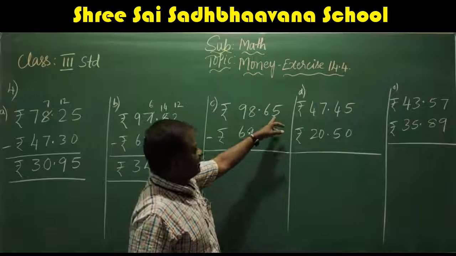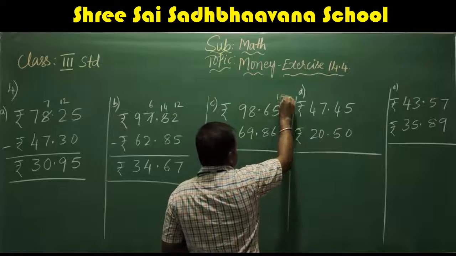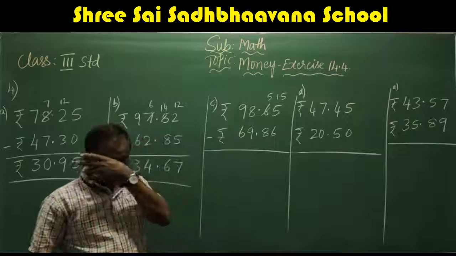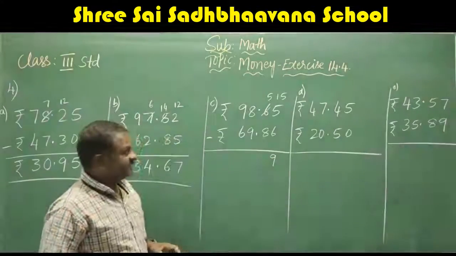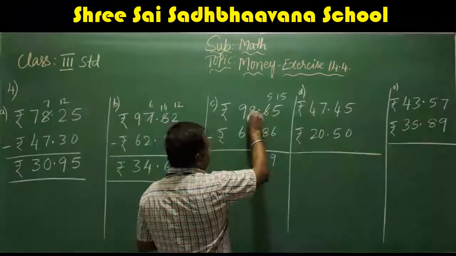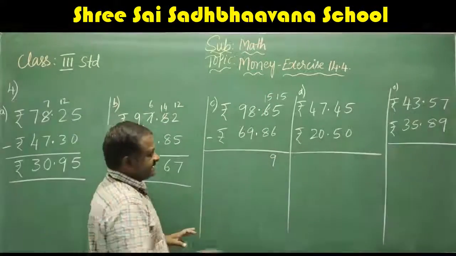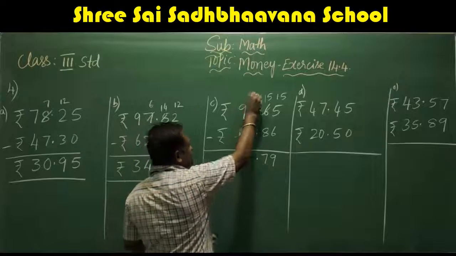Here also, from 5, it is not possible to subtract 6. So take carry from here. This becomes 15. This becomes 5. 15 minus 6 is 9. Then take carry from here because 5 minus 8, it is not possible. So 15 minus 8, 7. Decimal as it is. This becomes 7.